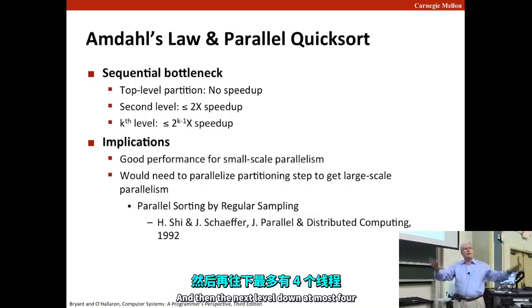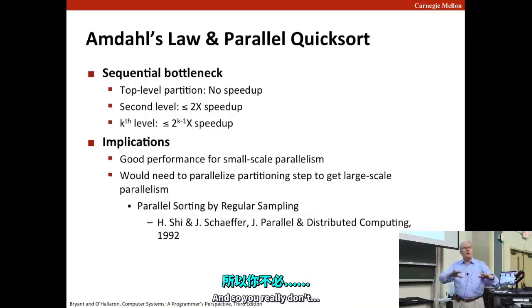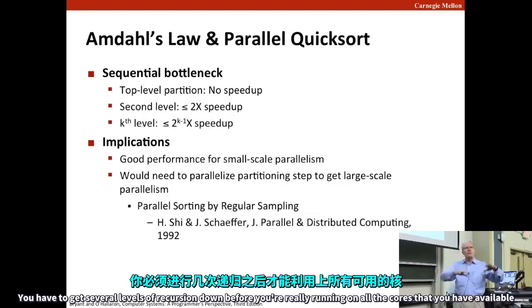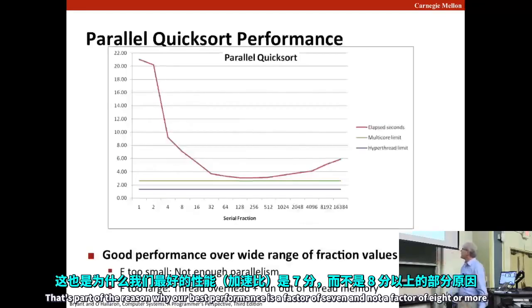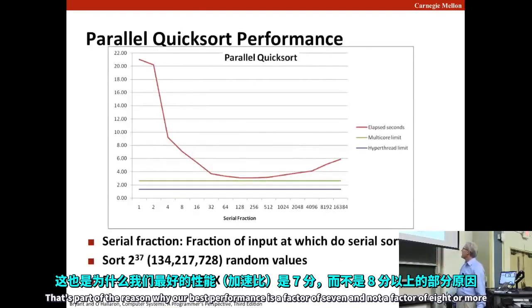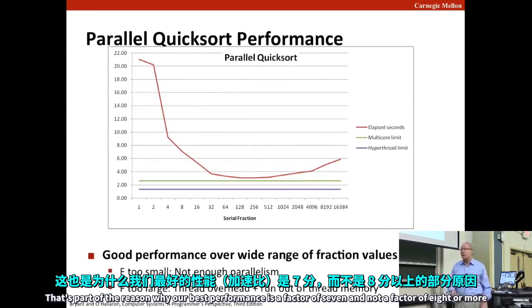And then the next level down, at most 4. And so you have to get several levels of recursion down before you're really running on all the cores that you have available. So you'd think that that's limiting your speedup, and it does, and that's part of the reason why our best performance is a factor of 7 and not a factor of 8 or more.